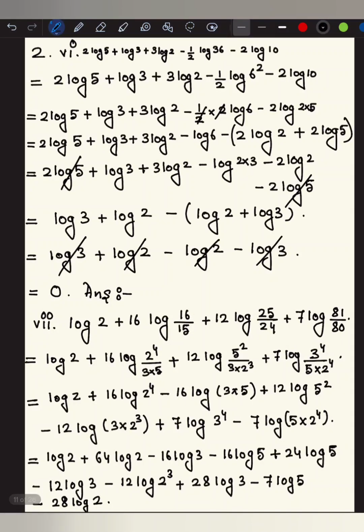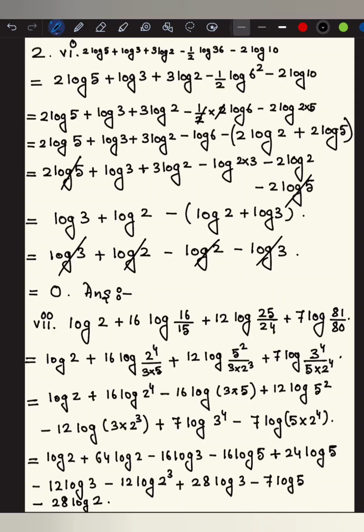Next, let's come to question number 2, subpart 6. We are given 2 log 5 plus log 3 plus 3 log 2 minus half log 36 minus 2 log 10, and we need to simplify it. So we are keeping this 2 log 5 as it is, plus log 3 is there, plus 3 log 2 is there, and first of all we need to simplify this term.